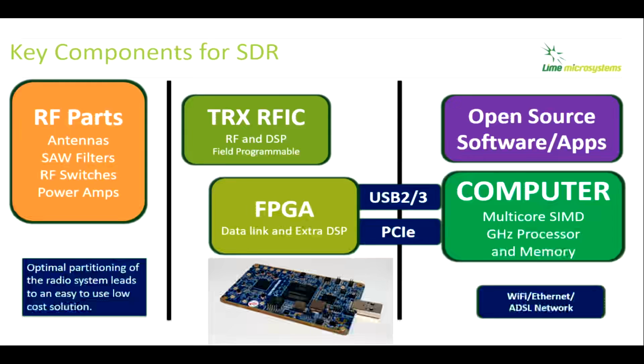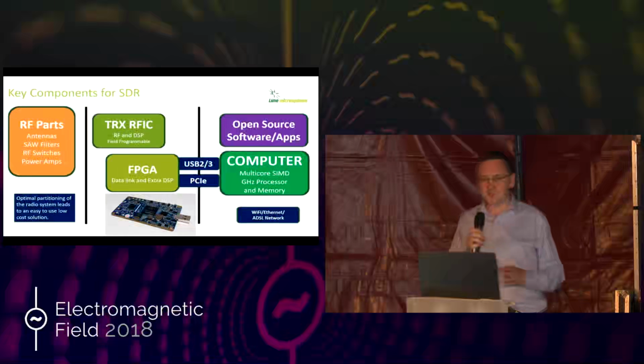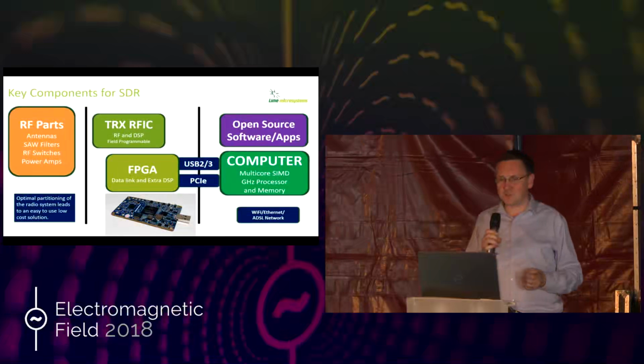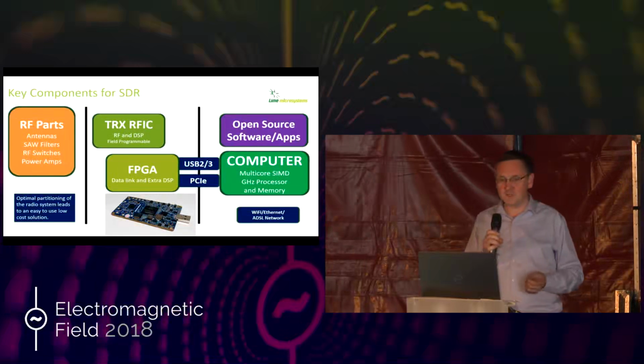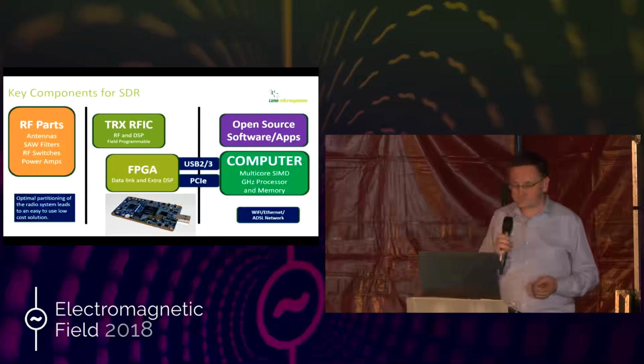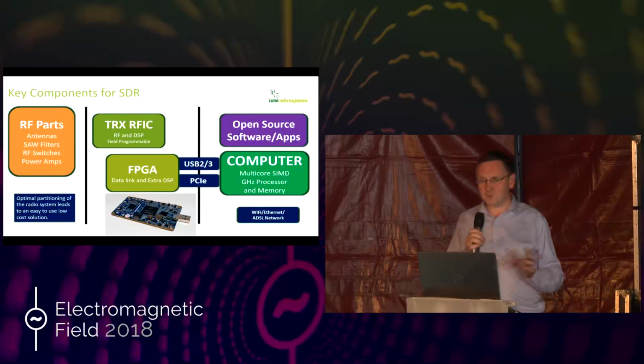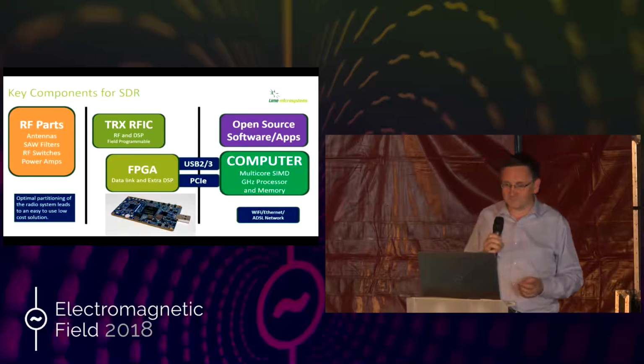You also have the radio module itself, which would include some sort of transceiver unit, and then it would either include an ASIC or a field programmable gate array logic system, which provides the connection between the radio and the computer. And these will typically be using USB 2 or 3, or PCIe. And then you have your computer itself and the repertoire of software which you can download off the internet or is supplied by the manufacturer of the equipment.